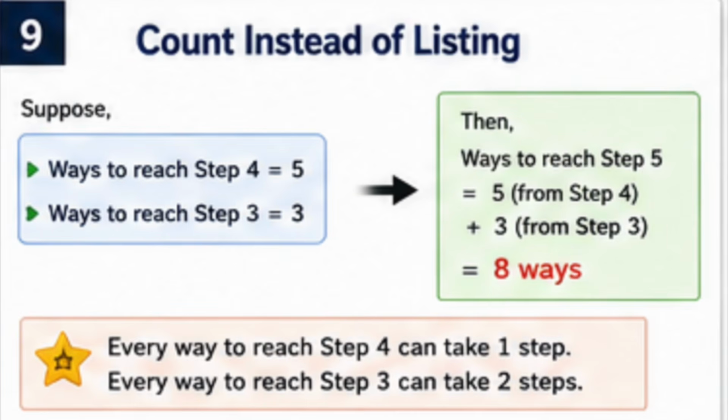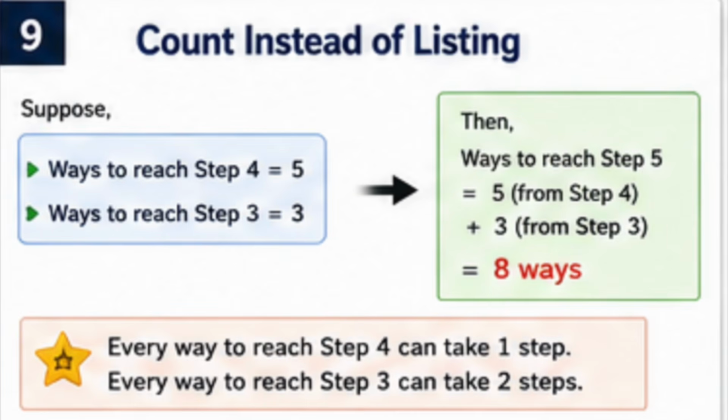I already know that there are 5 different ways to reach step 4. I don't even need to know exactly what those 5 ways are. I only need to know that there are 5 of them. Now think about what happens to each of those 5 ways. Once I have reached step 4, there is only one way to reach step 5 from there. I simply take one more step. So those 5 existing ways give me 5 ways to reach step 5.